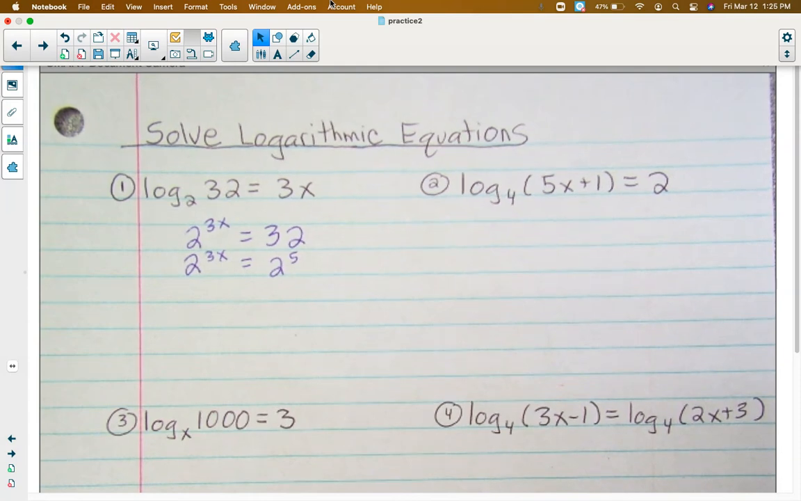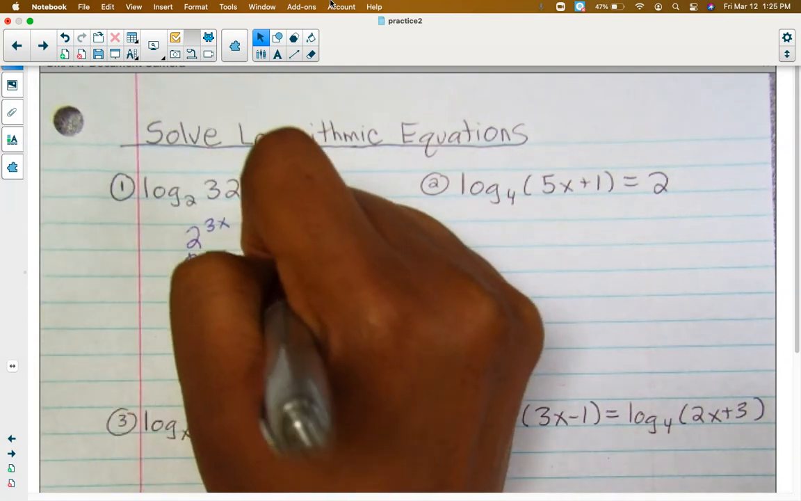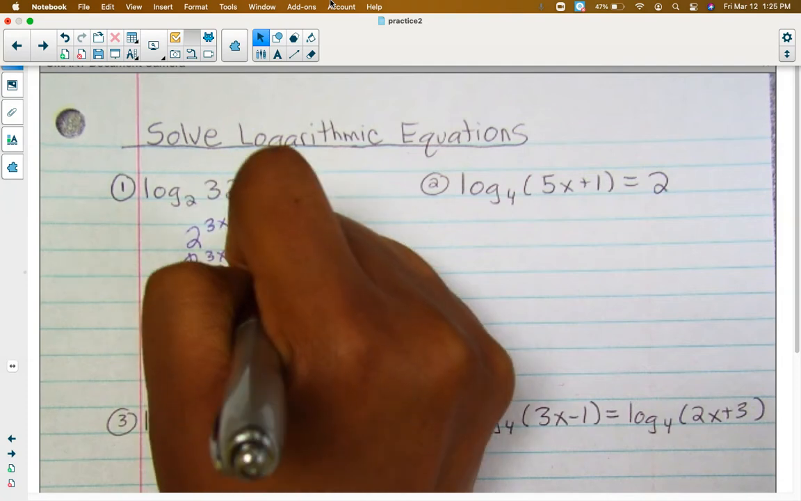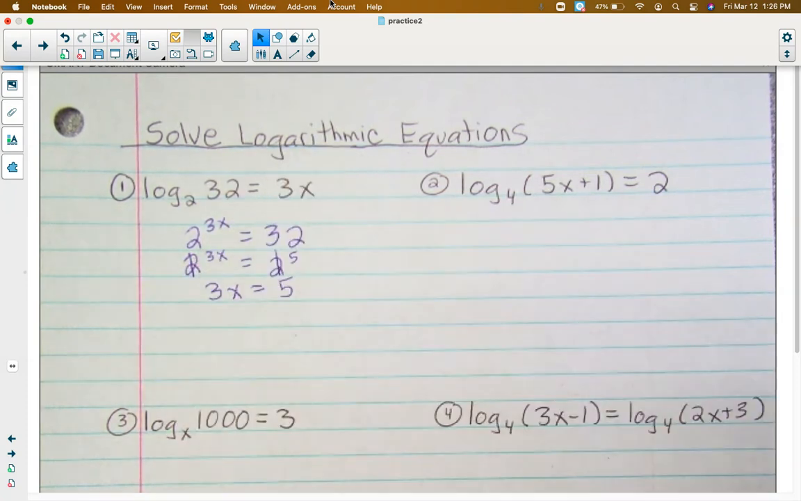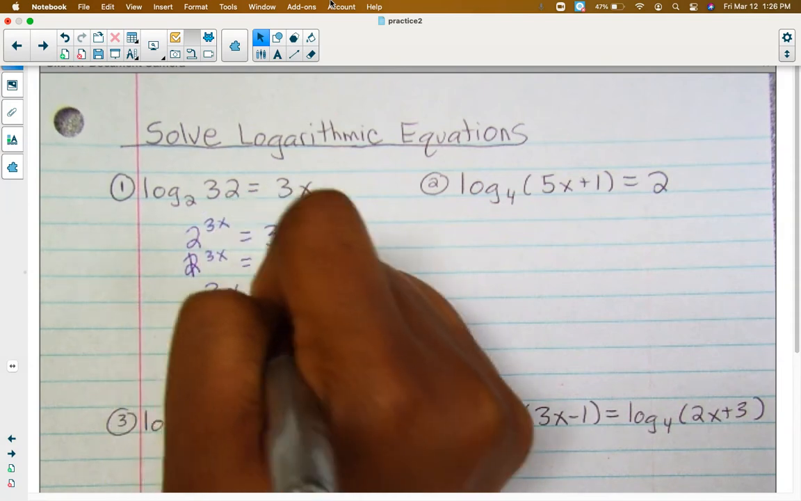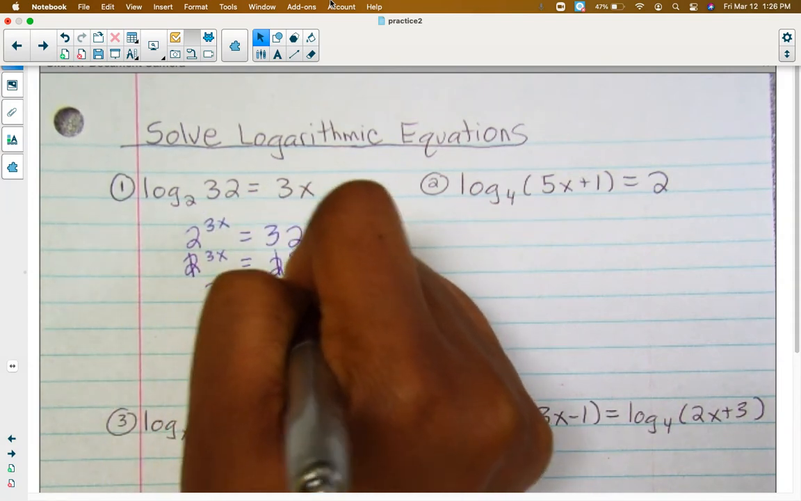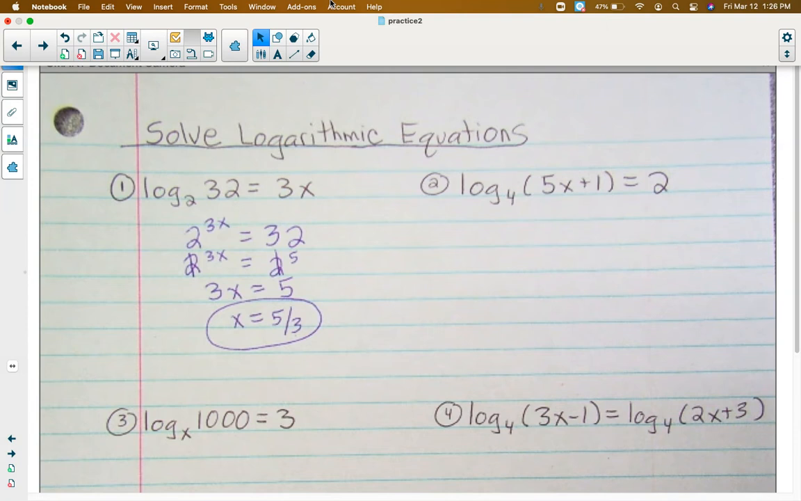So now that I have the same base, my bases cancel. We have the equation 3x equals 5, and we know how to do this. Divide both sides by 3, and we get 5/3. So the answer to this first one is 5/3. And that's all there is to it. Let's definitely try a whole bunch more.